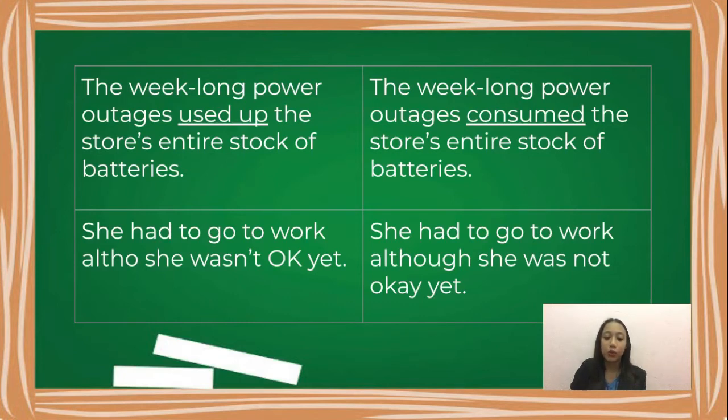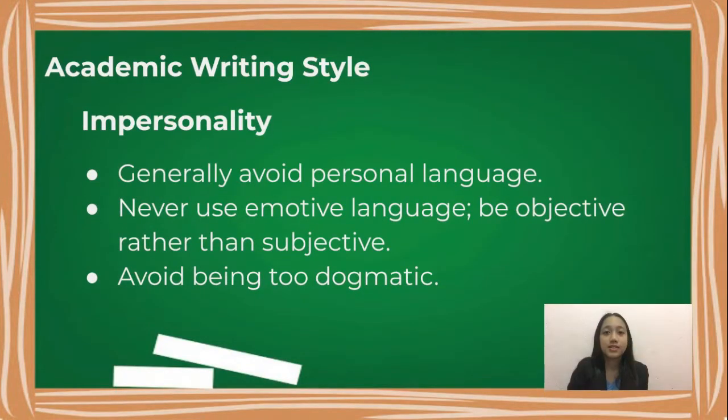Next, she had to go to work although she wasn't okay yet. It is not proper to use contractions, and also the texting type like capital letter O, capital letter K. And although, you need to spell it properly. The proper, formal way is: she had to go to work although she was not okay yet.